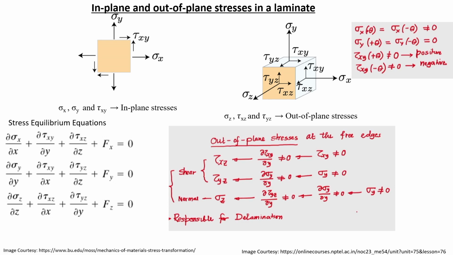Now, in-plane and out-of-plane stresses in a laminate. Out of plane stresses at the free edges are found when the shear stress in xy direction is not equal to 0. At that time, the out of plane stress that we get is shear in xz direction. Whereas if we have the stress in y direction non-zero, at that time the out of plane stresses we will get are tau yz and sigma z. And these out of plane stresses are the ones which are responsible for the delamination.